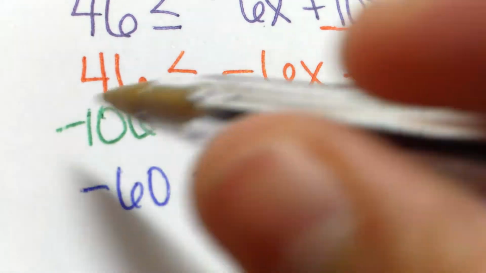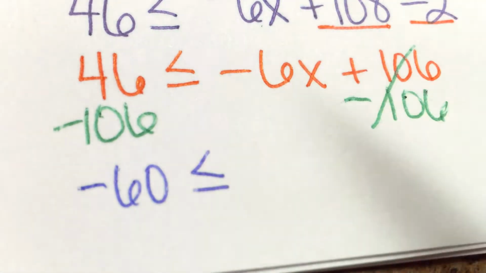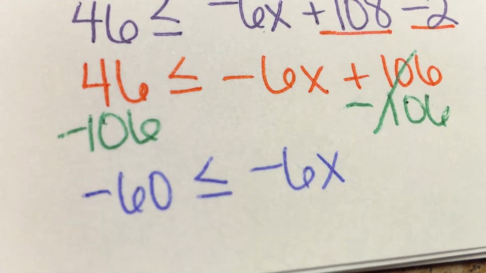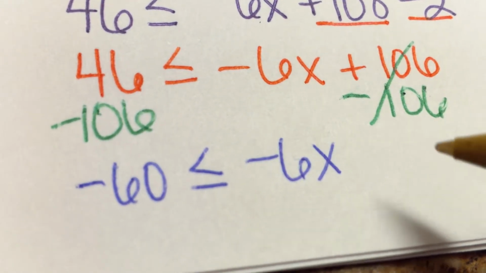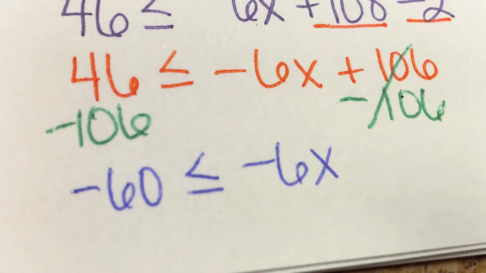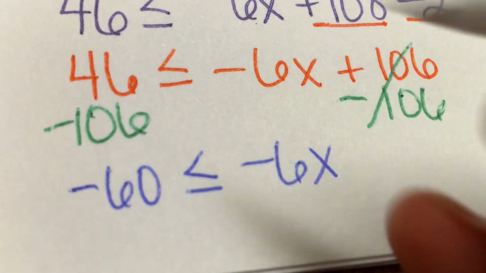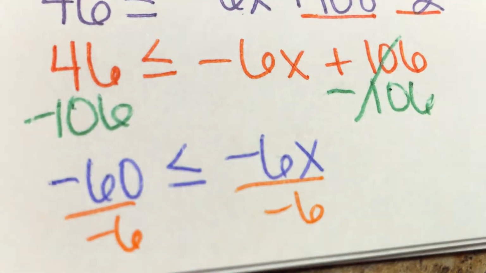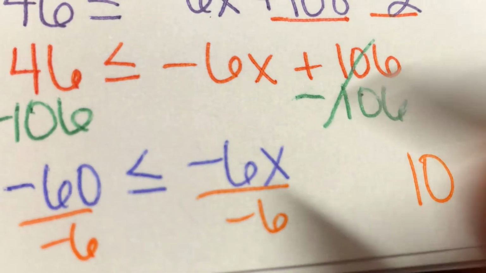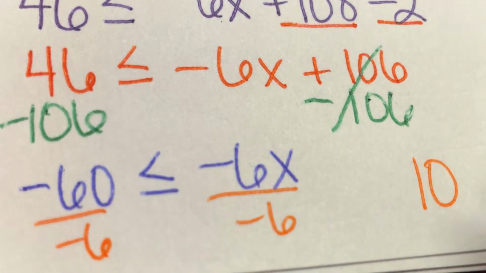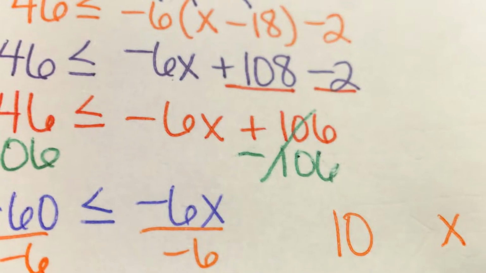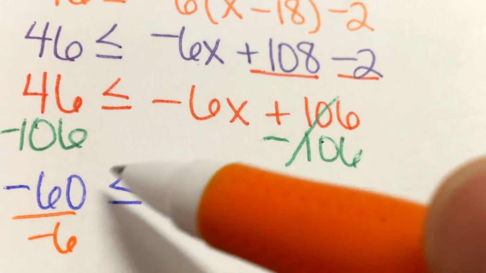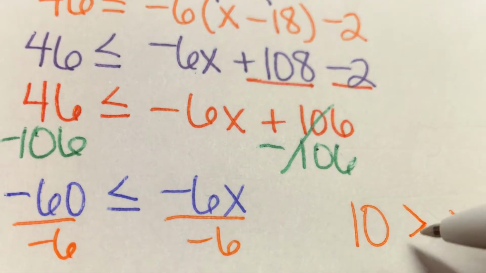I do not flip the symbol because all I did was add or subtract. You only flip the symbol when you multiply or divide by a negative. Alright, then we need to solve for x. We need to get rid of the negative 6, so we divide by negative 6 to both sides. Negative divided by negative is a positive. Negative 6 divided by negative 6 would just be x. Now, I divided by a negative, so I do flip the symbol. So instead of now being this way, it is now going to go this way.